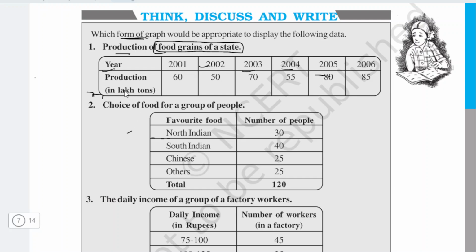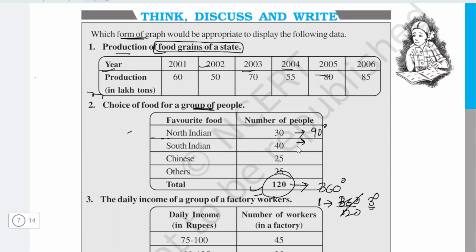Next example, choice of food for a group of people. So it is better to show it in the form of a pie chart. The total number of persons is fixed, so 120 is the total number. So 120 will represent 360 degrees. So one person will represent 360 by 120, that is 3 degrees. Okay, so 30% will represent 90 degrees.